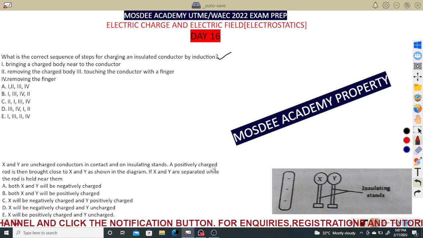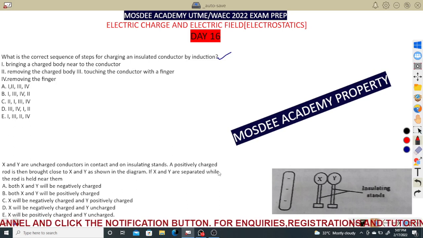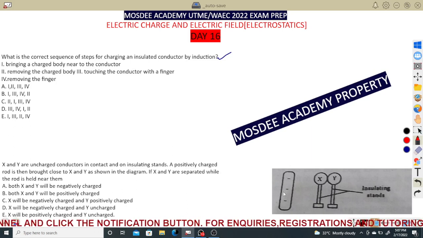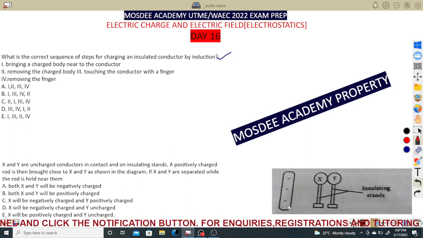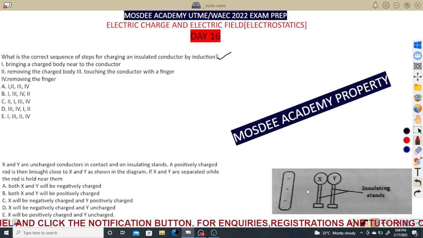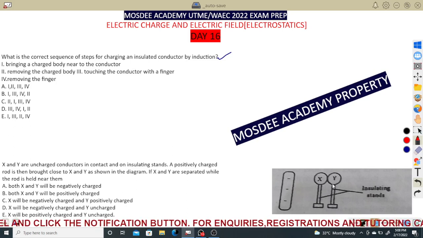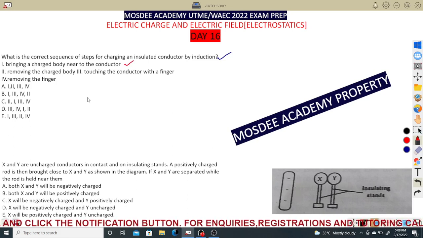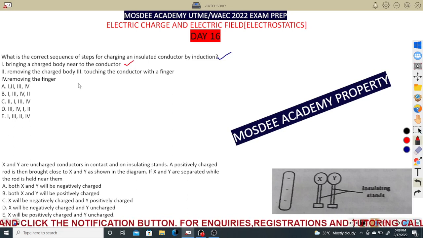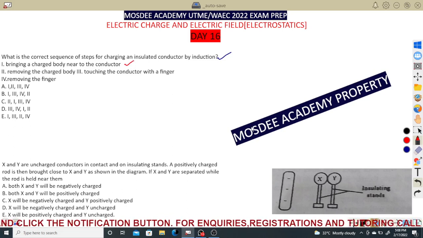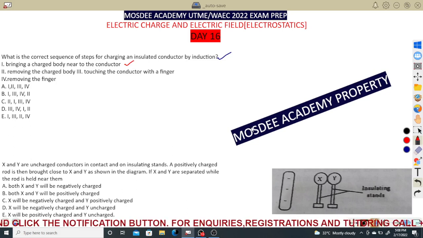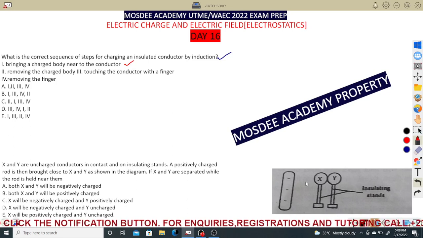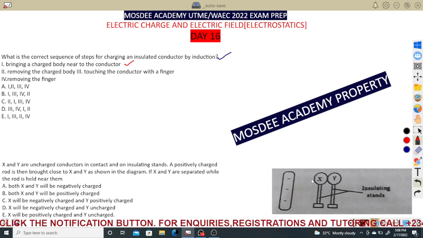Answering this simultaneously, the first thing is that you bring the charged body, that particular rod or whatever, near the conductor. The body you want to charge, you bring the charged body near it. That's the first step. Roman numeral 1 is correct, absolutely. Now the next one says removing the charged body. No, removing is going to be the last process. Please listen. Why? Because it is after the charges have been distributed. When this is now placed in contact with it, like I said, each of these bodies has negative and positive.